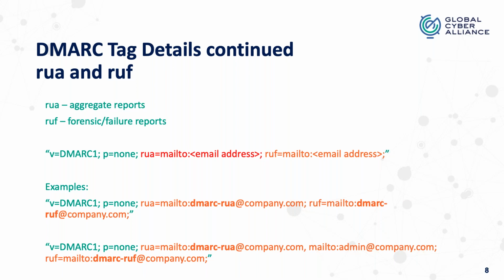Again, the differences between RUA and RUF, very quickly: RUA is for aggregate reports, the summary report that you get with IPs and what's going on with SPF, DKIM, and whether they're passing or failing DMARC. And RUF is going to be the actual message that's failing for some reason with the DMARC checks, delivered to you.